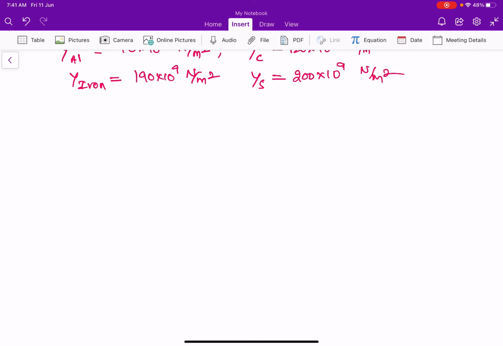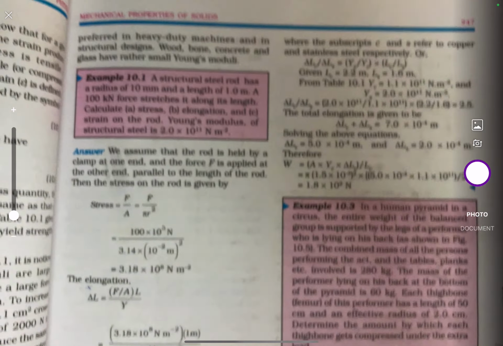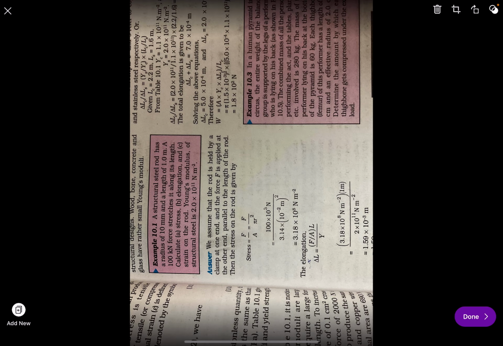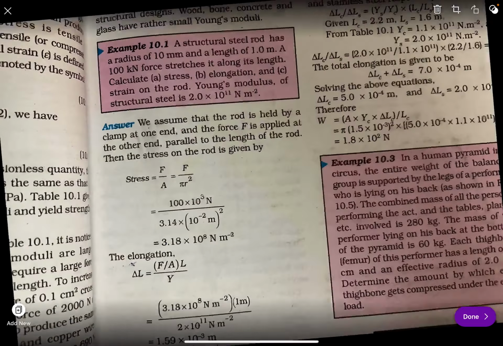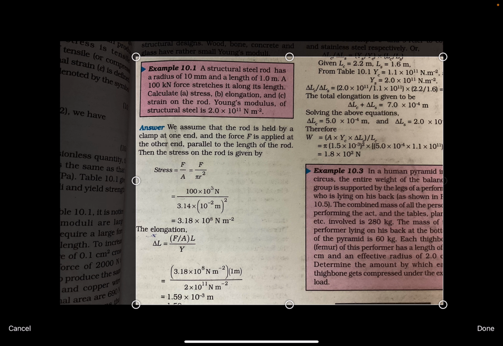Now we are going to solve some examples on the basis of Young's modulus. Here I am going to solve example number 1. Example number 1 is: a structural steel rod has a radius of 10 millimeters.